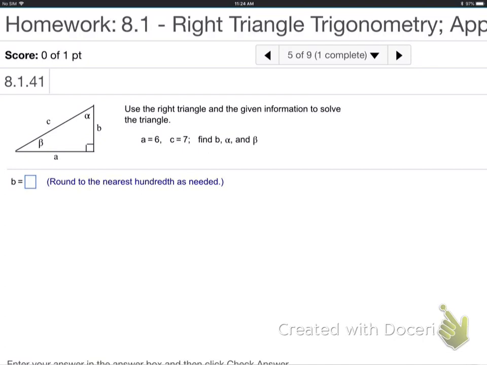Same thing, triangle, they want all the sides and all the angles. They're giving me a is 6 and c is 7. Can you find the other side? Yeah, go ahead and find the other side. Pythagorean theorem, a squared plus b squared is c squared. You got 2 sides. So I'll do that. a squared plus b squared is c squared, so 6 squared plus b squared is 7 squared.